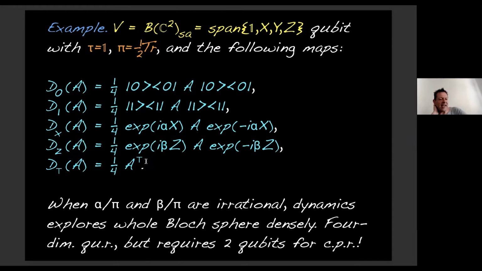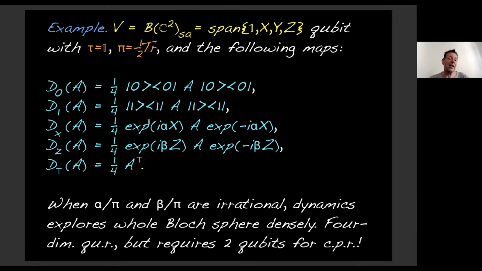So what happens is that when alpha and beta are incommensurate with pi, then the dynamics explores the whole Bloch ball. Why? Because the dynamics at some point will apply the projection to zero, for example. It means the state will be prepared in the zero state. And then there is some probability, although small, that I have some prescribed sequence of x and z rotations. By, for example, Cardano or Euler's decomposition, I can reach every point on the sphere from a given starting point by a sequence of x and z rotations. Of course, the rotations are by fixed angles, alpha and beta, but because they're incommensurate, I can approximate every desired angle to arbitrary degree.